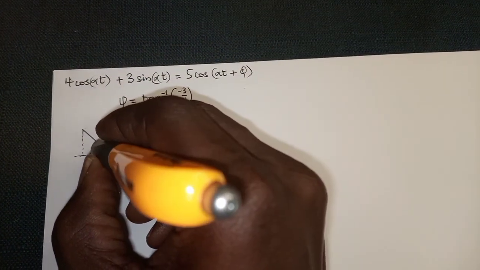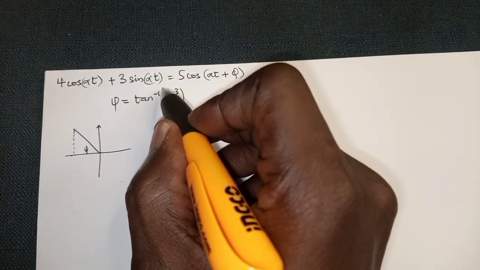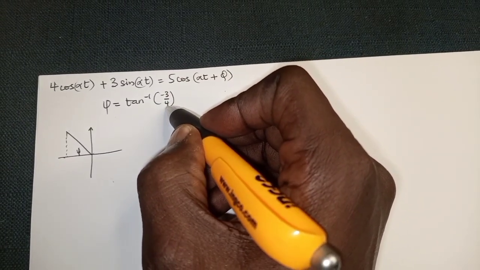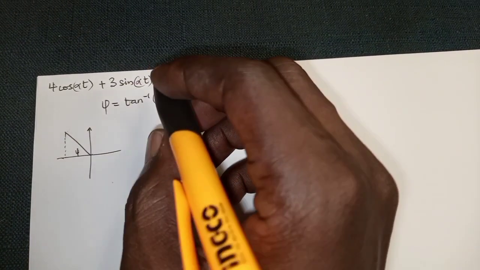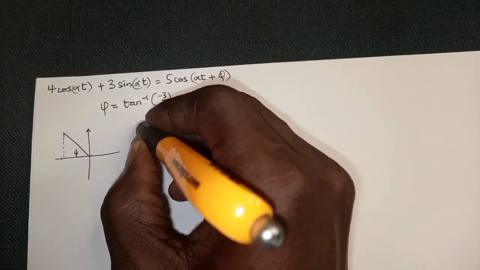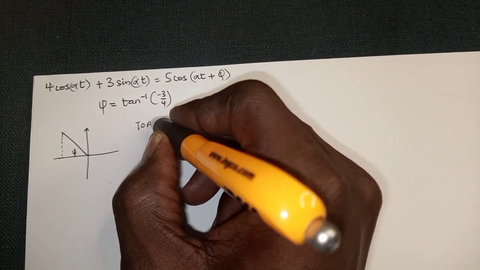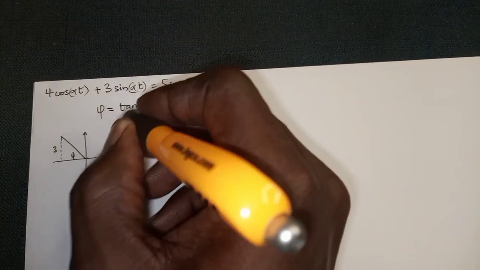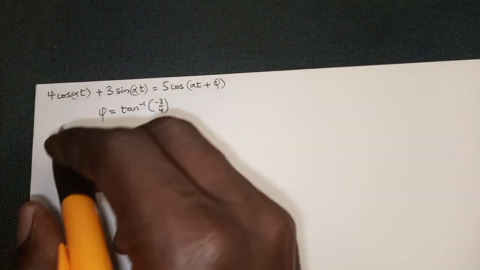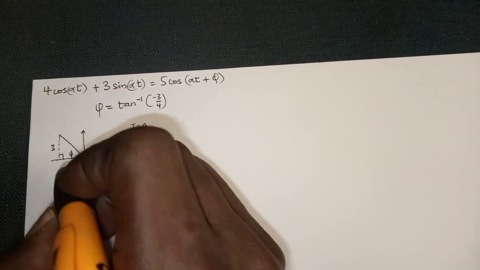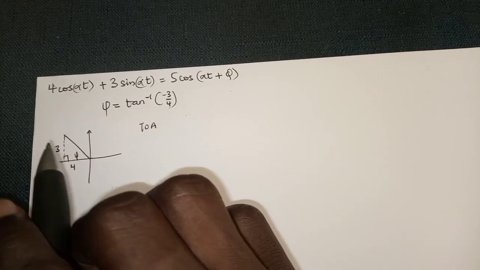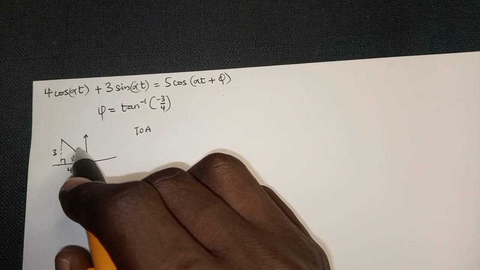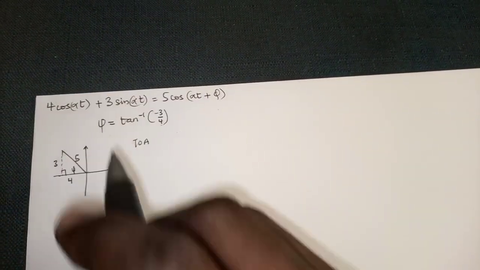So we have phi here, and this is tan inverse, so there will be opposite on adjacent, because the tan ratio is opposite on adjacent. So we have 3 and 4 here. When we solve this using the Pythagoras approach, we'll have the hypotenuse to be 5. So here becomes 5.